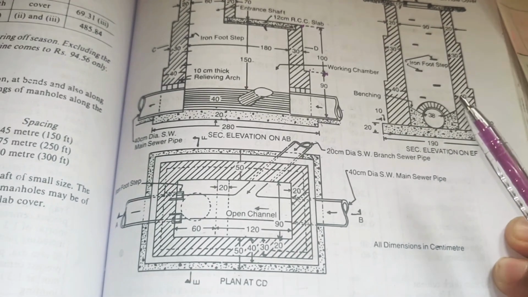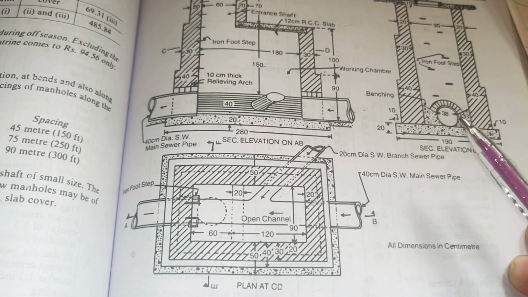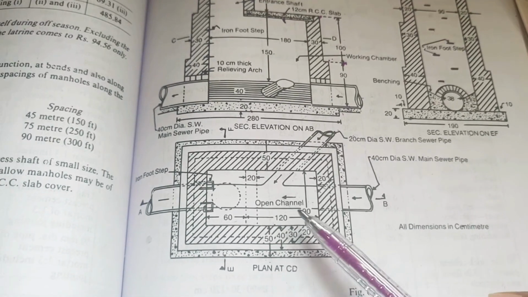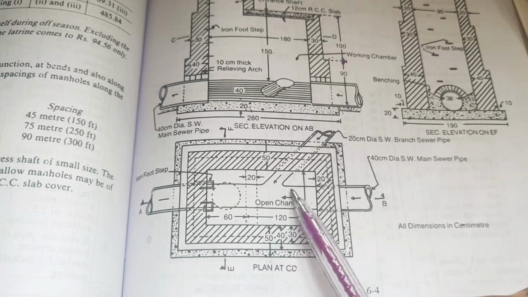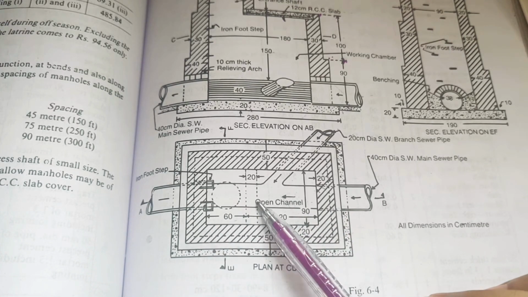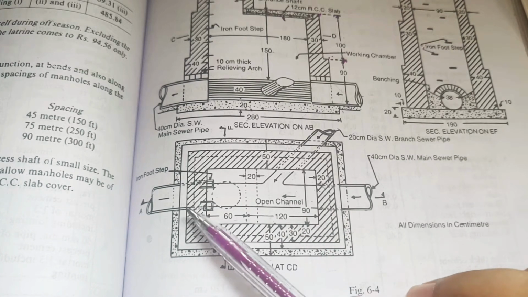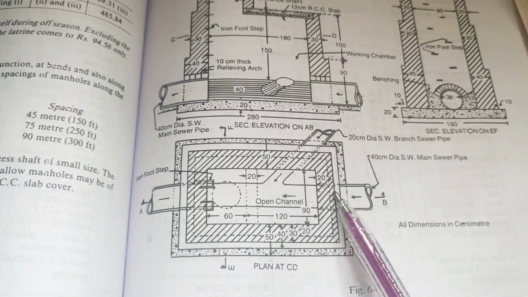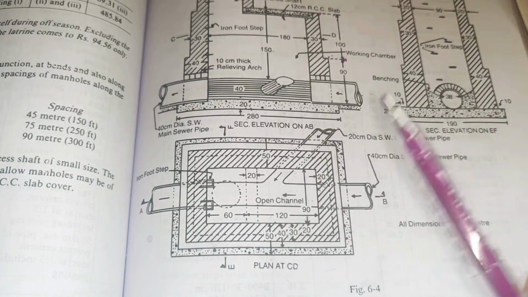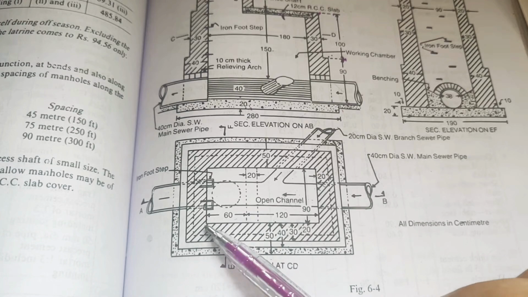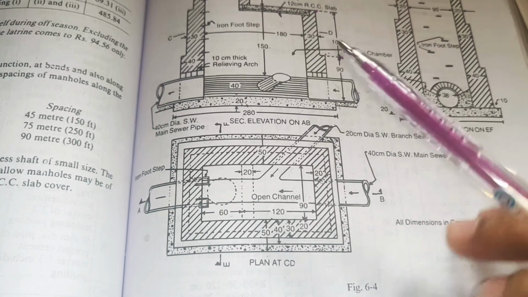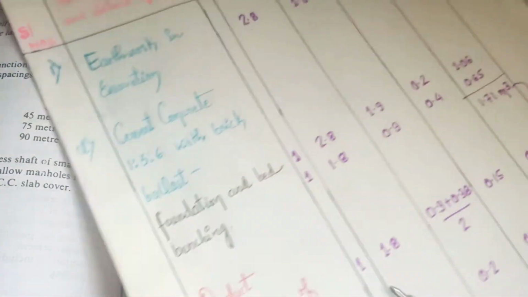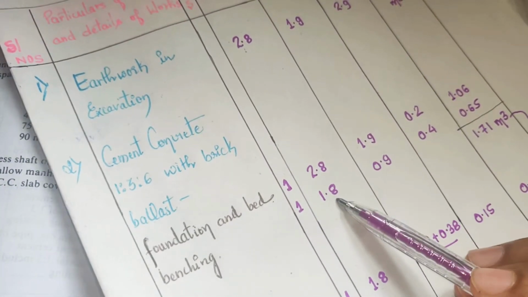Now this benching is required for what length and for what width? Benching is required only for this part of the pipe that is within the manhole. Rest, this is covered with the bricks, and the rest is underground. So the length of benching is what? 120 plus 60, so how much is that? 180. So 180 is nothing but 1.8 meters.